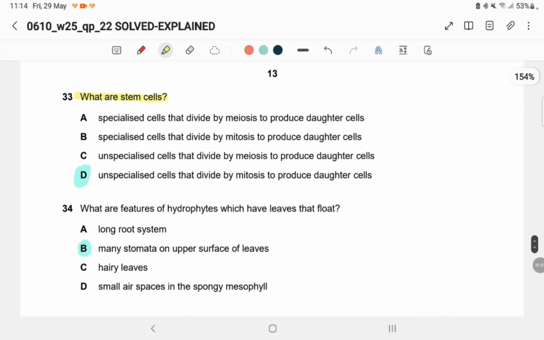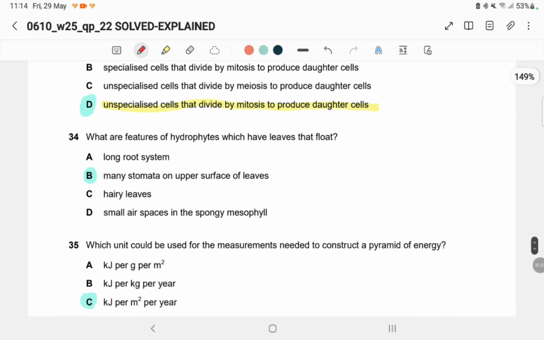What are stem cells? Basically, they are unspecialized cells that divide by mitosis to produce daughter cells. And this question is repeated a lot in the multiple choice examination papers. Even if you just solved paper 4 questions, if you memorize the meaning, you will find it. And it's found in the syllabus content, by the way.